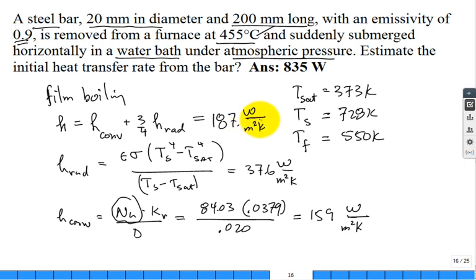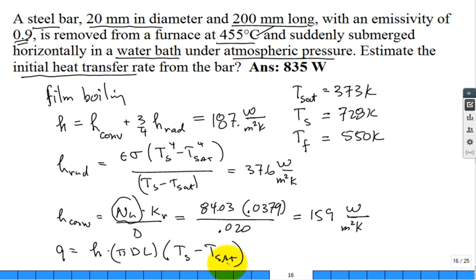And then if you want to get the initial rate of heat transfer, remember, as soon as the bar starts to cool down, well, you would have to update your estimates of everything. But this is initial, when it's still that same temperature. We would have Q is equal to h times the area, pi D L, times delta T, which is temperature surface minus temperature saturation. And you come in at 835 watts. Let me show you some numbers on the next page.